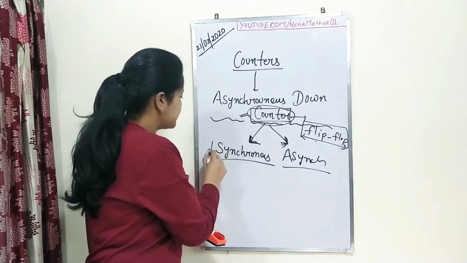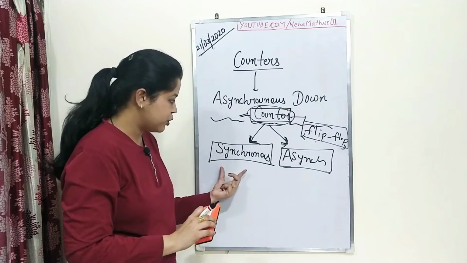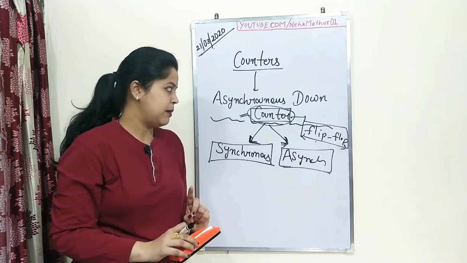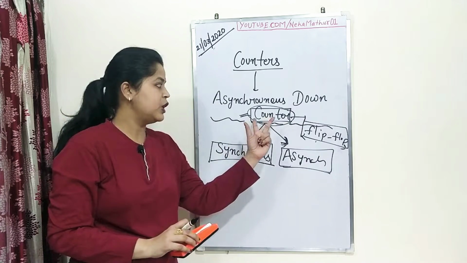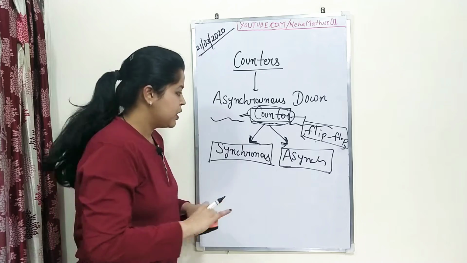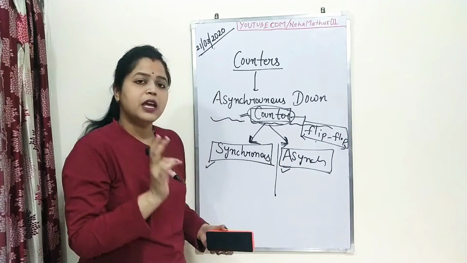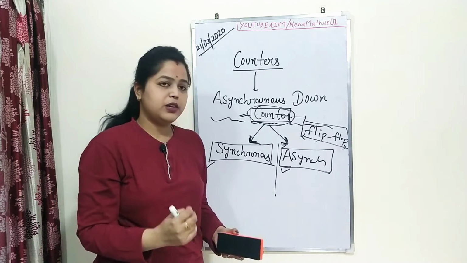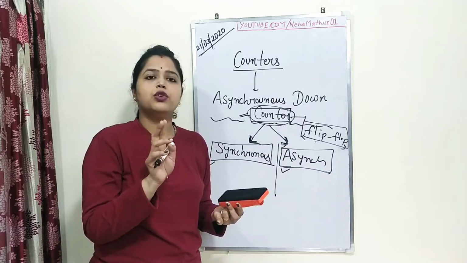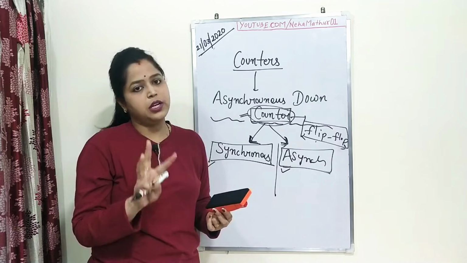So the first type is synchronous and the second type is asynchronous. What is a synchronous counter and what is an asynchronous counter? Always remember, whenever you go with the designing of a counter, you will have to apply clock pulses. So how will you differentiate between synchronous and asynchronous? If you are going to design a 4-bit counter, then you will have to take 4 flip-flops, and if you want to design a 3-bit counter, then you will have to take 3 flip-flops.